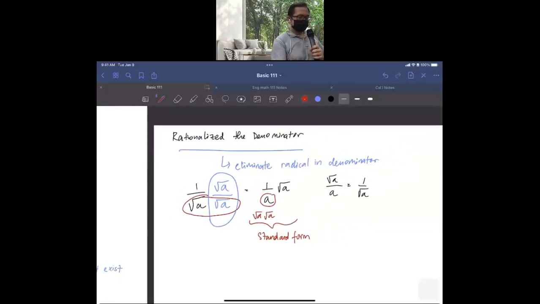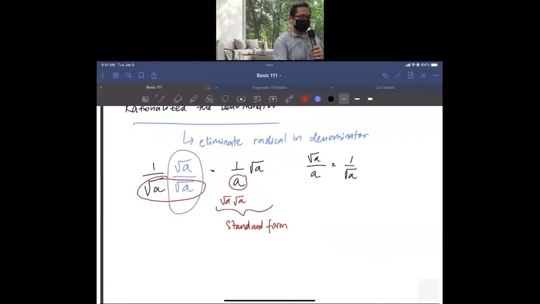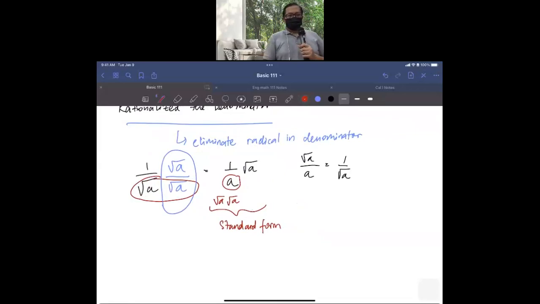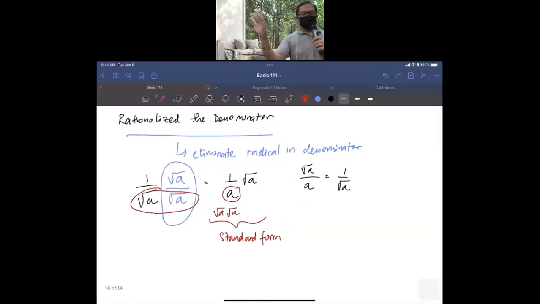Okay, that's it for the exponent and the radical. The next part will be about the algebraic expressions.